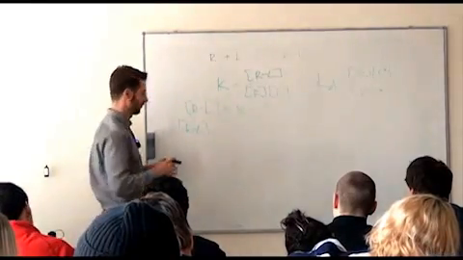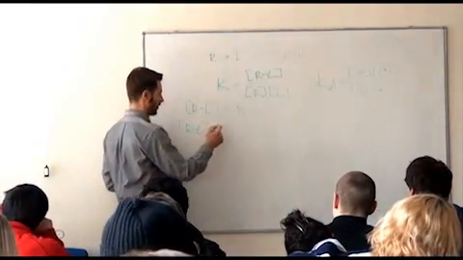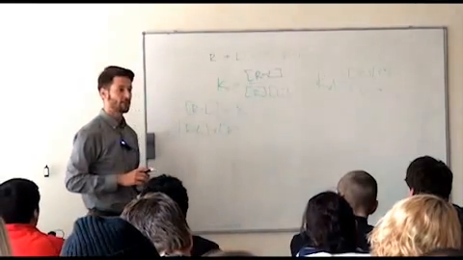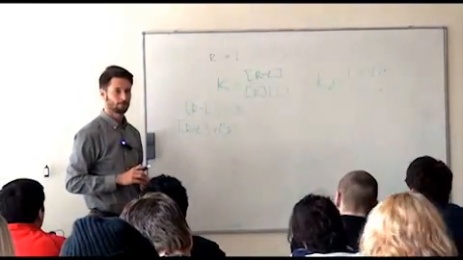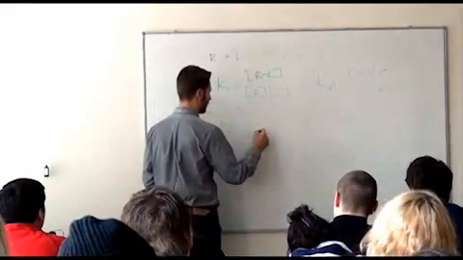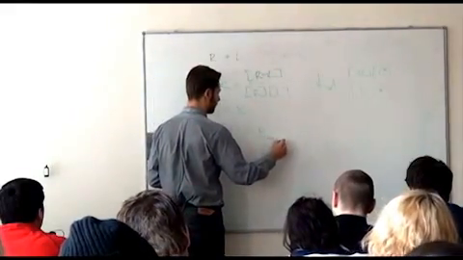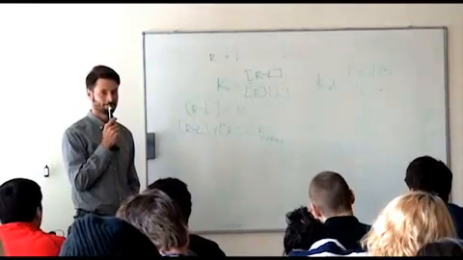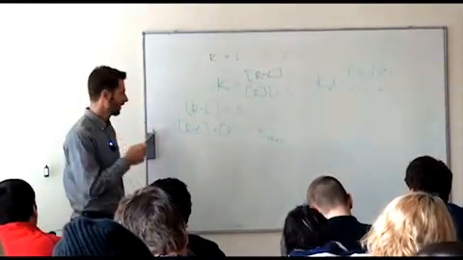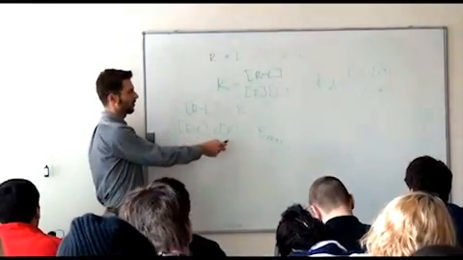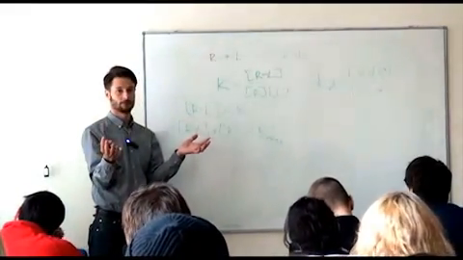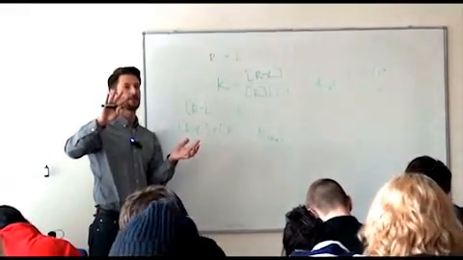The number of bound receptors plus the number of free receptors is going to be equal to B max. The number of bound receptors plus the number of free receptors is the number of all receptors that we have. Do you understand that bit?